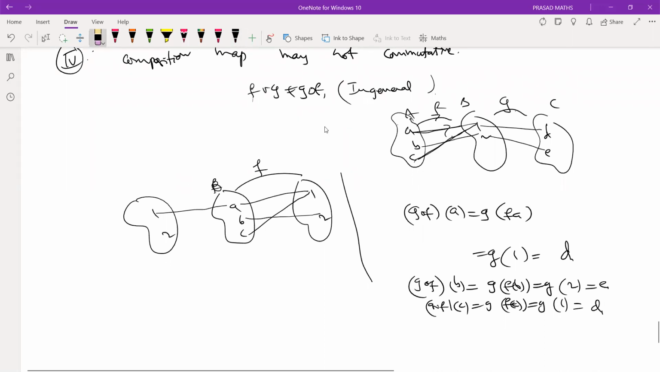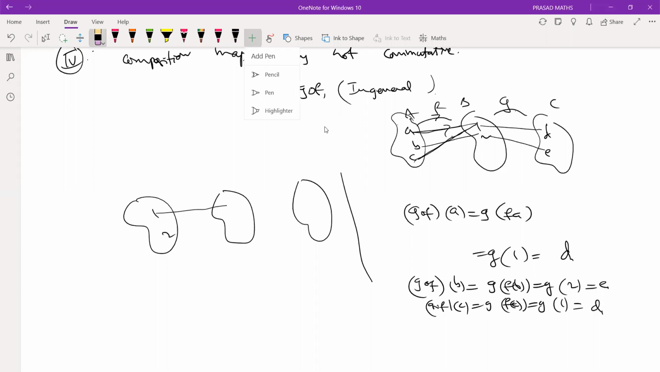First you need to write the sets. For F circle G to be well defined, you need to write G first. What is my G? 1 to D. In order to define F circle G, first you need to write G. So 1 goes to D, 2 goes to E.